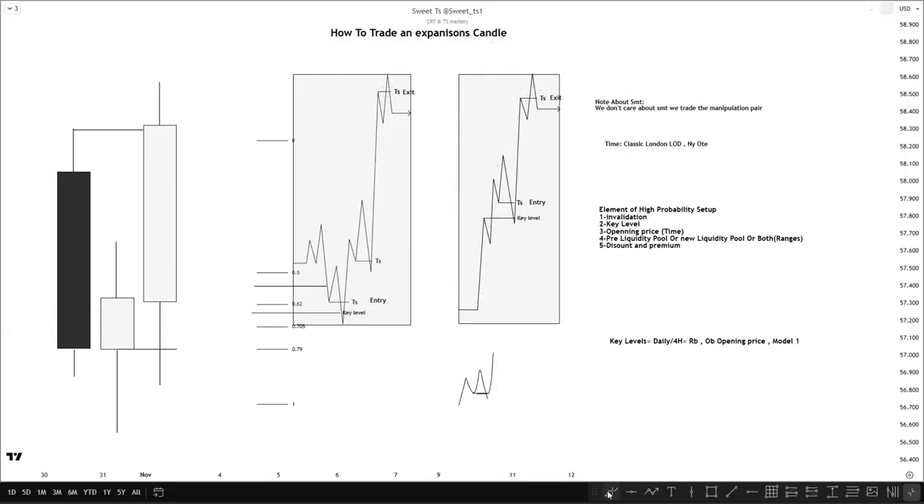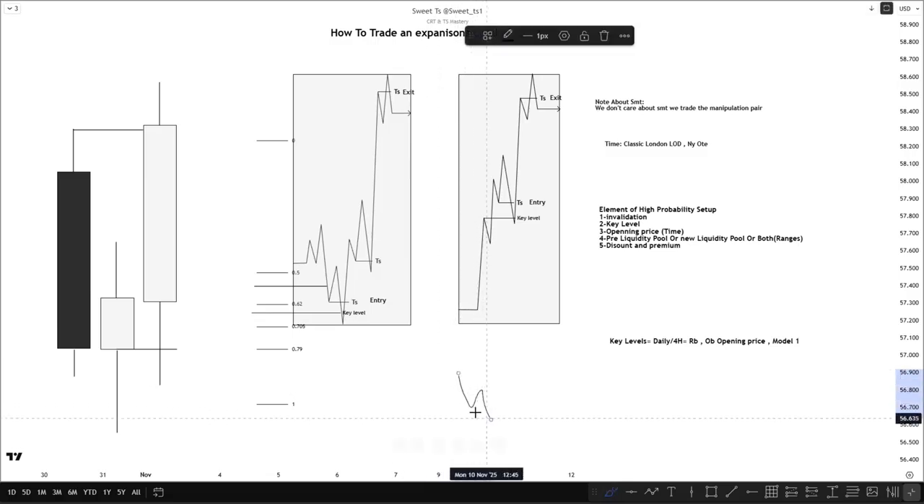Now, talking about SMTs. Once I'm trading an expansion candle, I don't care about SMT, actually, because I'm trading below an odd low.